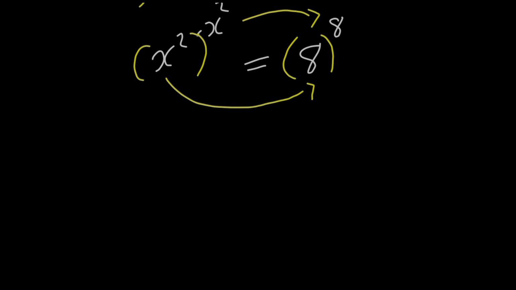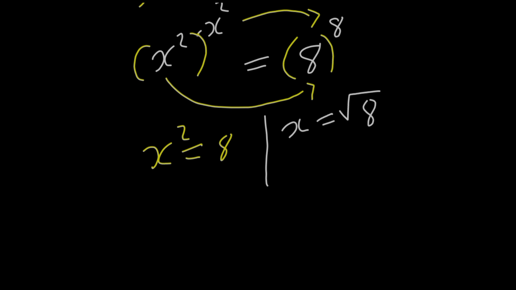Therefore, we write this as x squared equals 8, and x would equal the square root of 8. Simplifying this, we'll have x equals 2 root 2. Final answer.